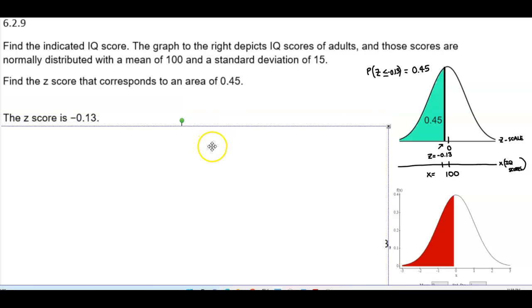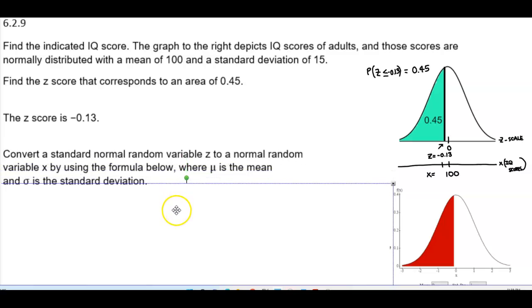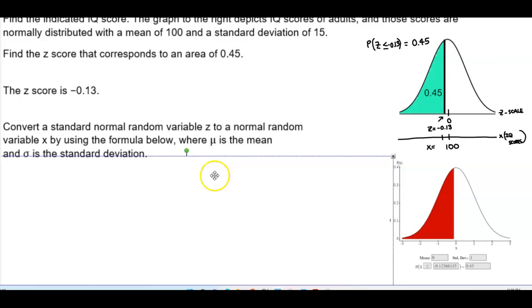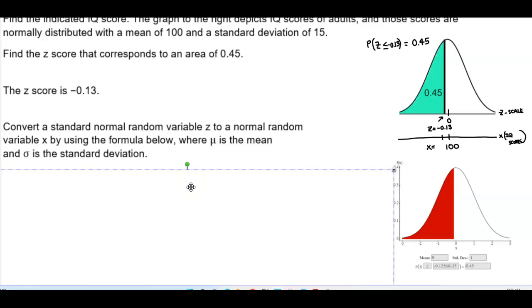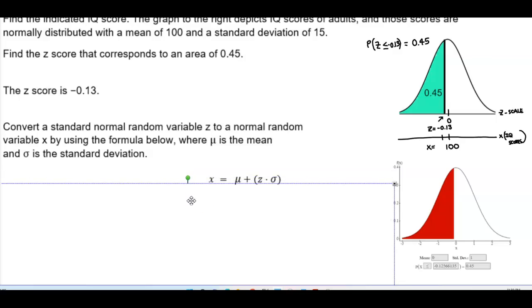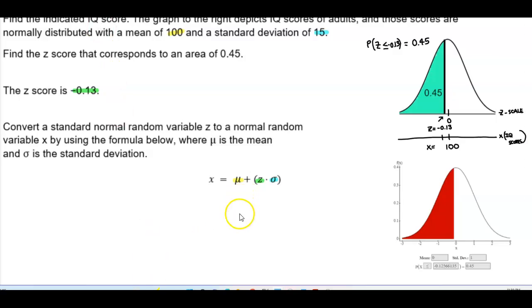Since the z-score is negative 0.13, we're going to convert a standard normal random variable z to a normal random variable x by using the formula below, where mu is the mean and sigma is the standard deviation. So there is our formula. Now we're going to plug in the following values. We take our mean, which is 100, then plug in the value of z, which is negative 0.13, and the standard deviation, which is 15. Then we simplify.